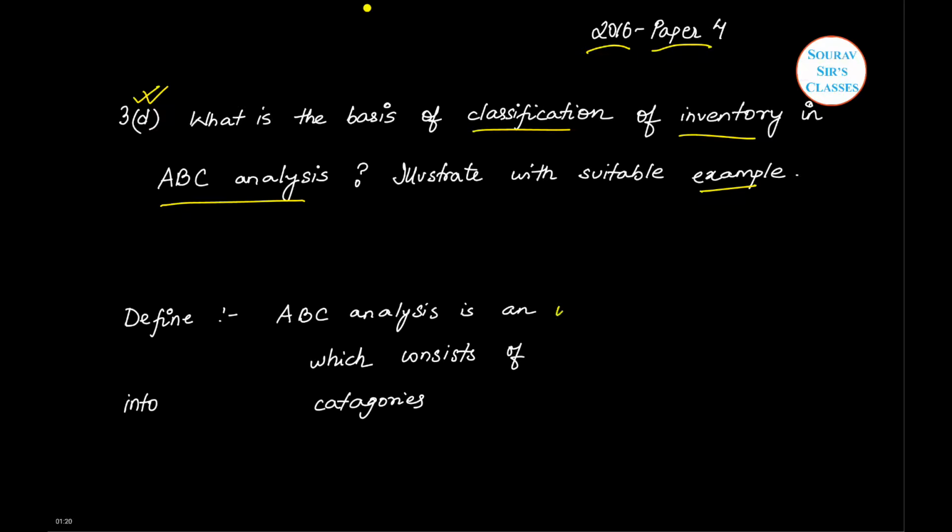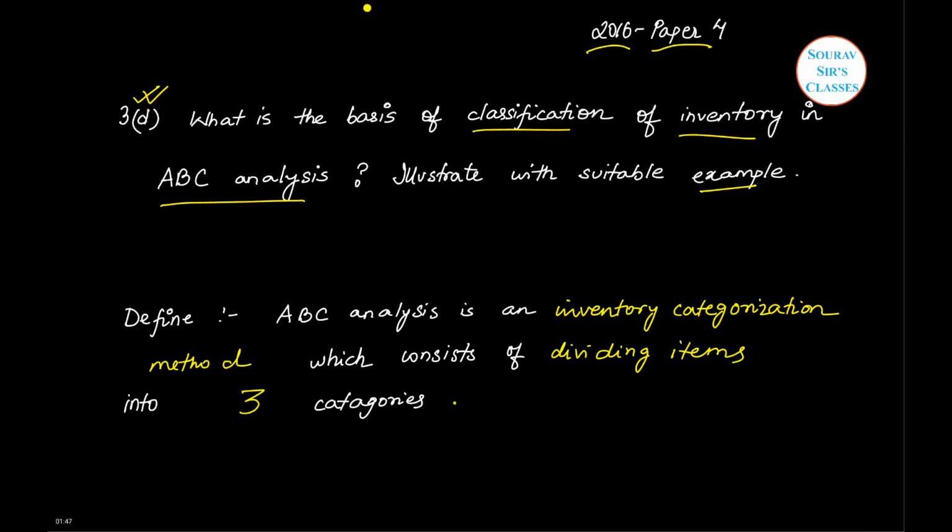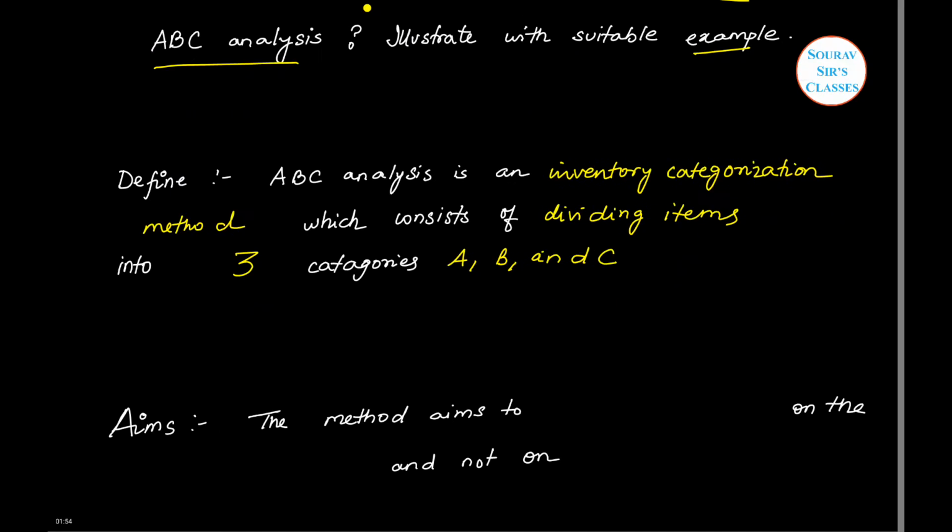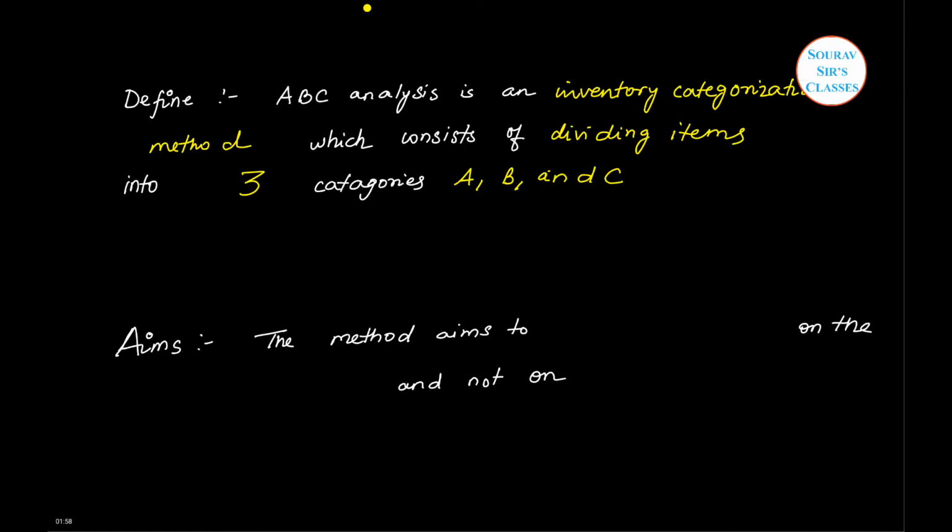So ABC analysis is an inventory categorization method which consists of dividing items into three categories, namely A, B and C. Now, in this case, A being the most valuable items, whereas C being the least valuable ones.